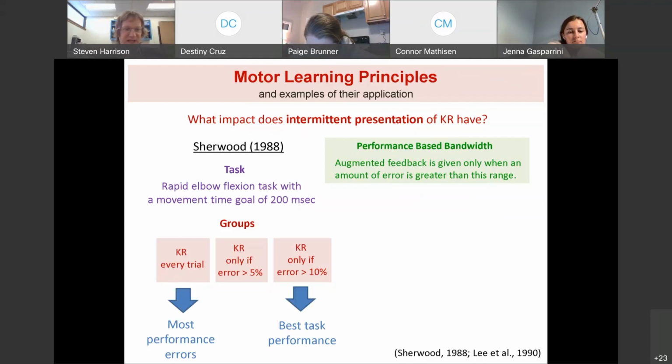Okay, what do we see in these results? When we look at the retention of these skills, if you give feedback on every trial, you end up with the lowest retained performance. If you only gave feedback when the error exceeded a certain band, you end up with the best level of performance.